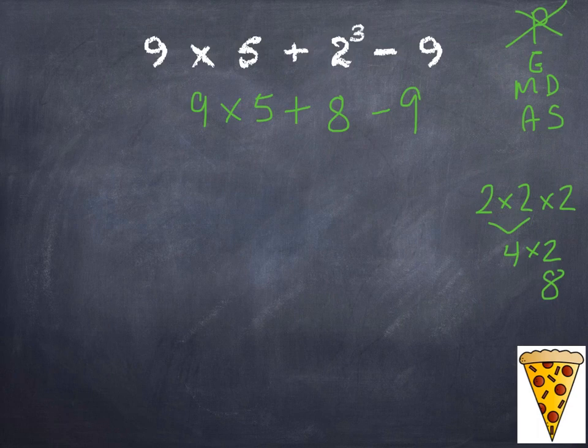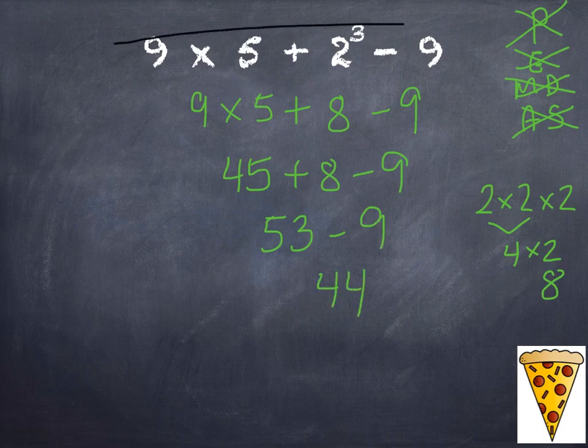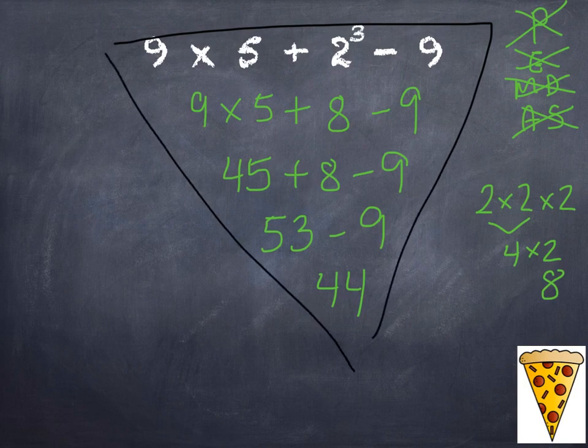Next, I'm done with exponents, so multiplication. 9 times 5 is 45. Plus 8 minus 9. Now I'm up to addition and subtraction. 45 plus 8 is 53, minus 9 is 44. And look, I have my pizza slice.